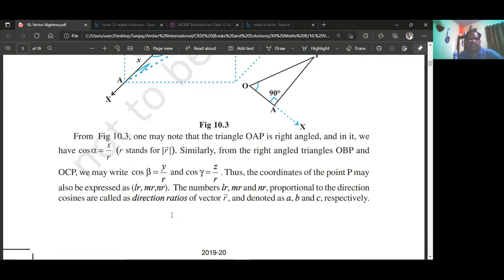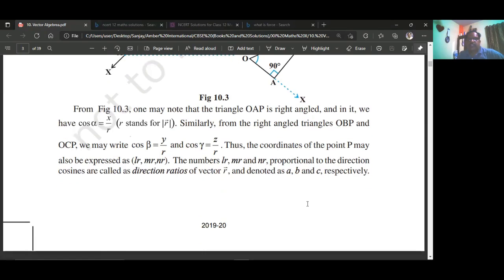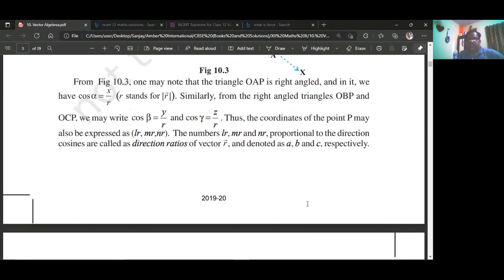So that this x, y and z can be expressed as l into r, m into r and n into r, right? So these numbers proportional to the direction cosines are nothing but the direction ratios of the vector r bar, and they are denoted as a, b and c respectively. Is this point clear for all? I hope it is clear.